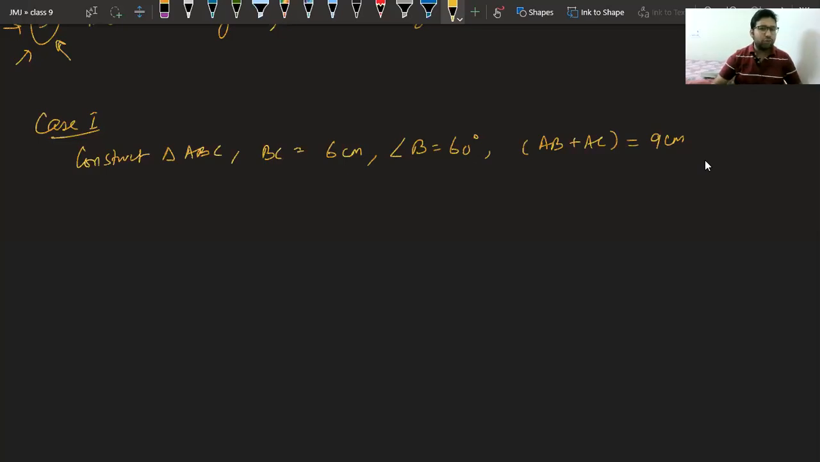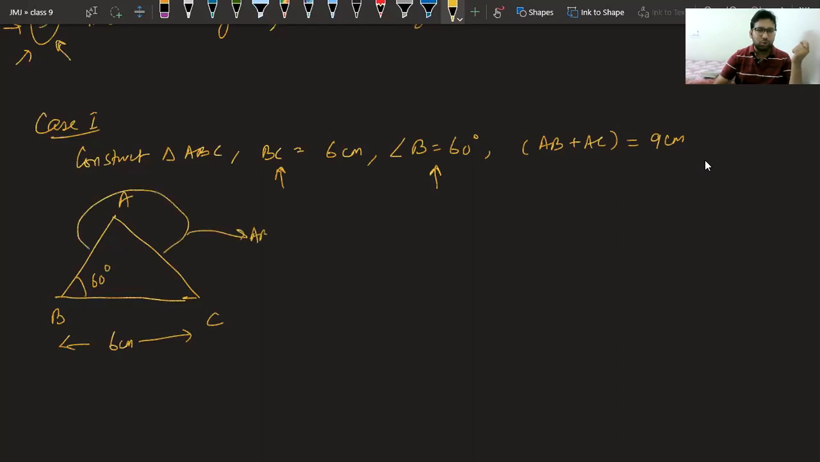Okay, so class, if you observe, first we should always draw a rough diagram. I have told you in last class also, before making the main construction, before making the main building, you should make a rough diagram on a paper of how it will look like. The rough diagram is like this. I can see base is BC, so I will make BC downwards. The A will be coming upwards. BC is 6 centimeter as per the rough diagram. Angle B is 60 degree, and sum of AB plus AC is given to us as 9 centimeter.